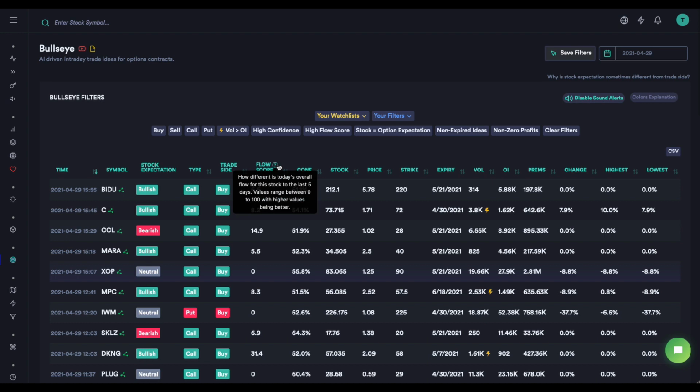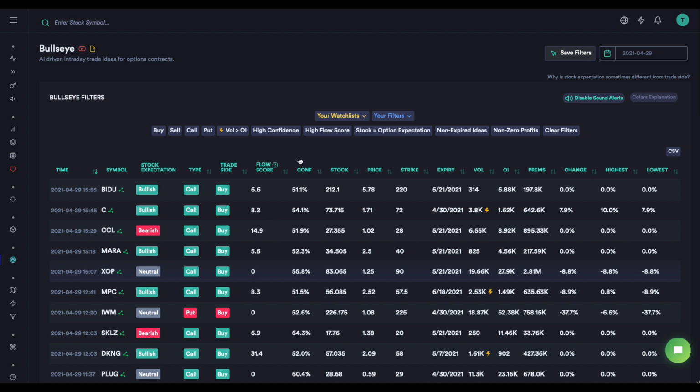The next column is a flow score. In the entire website, whenever you see these question mark icons, you can just hover over these and see what they mean. So the flow score is just a difference between today's flow versus the last 5 days flow. And the larger this score is, the better, because that means that the flow today is really different. Now that difference could either be that the flow today is not that good as compared to the last 5 days, or it could just mean that the flow today is really good. We don't know. We are just showing you the difference between the last 5 days flow versus today's flow. These values range from 0 to 100, so anything above 20 to 30 is a really good value.